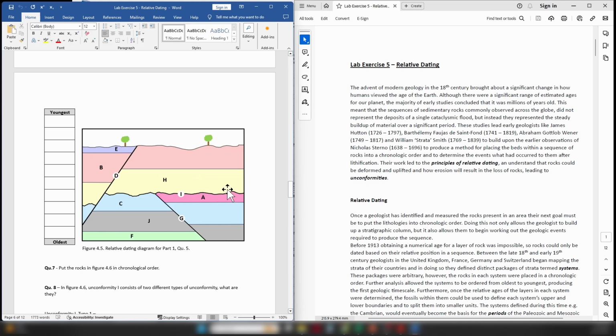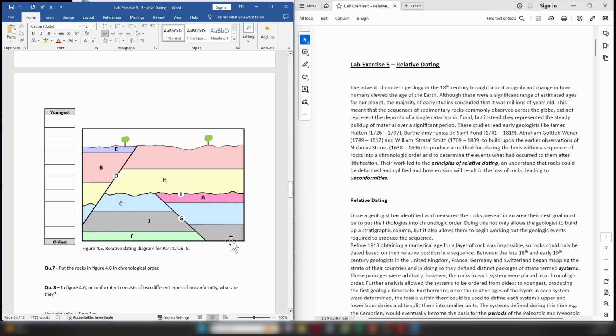So if you have a layer of rock, let's say C, you'll notice it's cut by the fault here, it's truncated by it, and it's also cut by the fault on this side as well. Now, even if you don't have the same layer of rock on each side of the fault, so for instance, F, if we look at F, we can quite clearly see that it is cut by the fault right here. However, we can't see F on the other side of the fault.